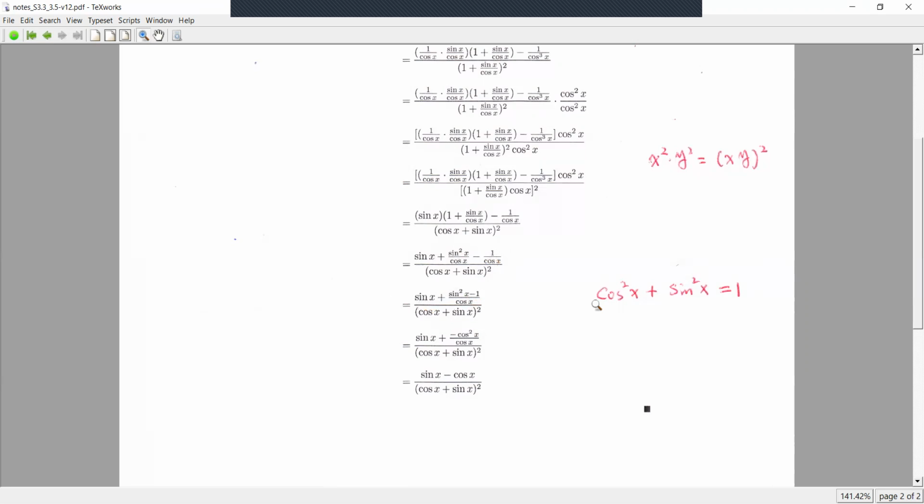Sine squared minus 1 by this formula is negative cosine squared. In this fraction, cancel 1 cosine, then we get this equation. This is the answer in part A. Therefore, the answers in part A and in part B are actually the same answer.